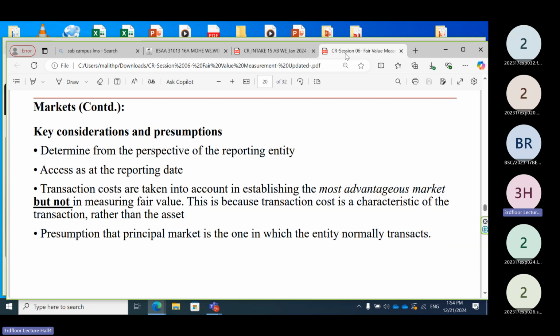Presumption that the principal market is the one in which the entity normally transacts. So once we are doing this activity, we have a presumption that we have a principal market. That's the market where we are having more transactions, right? That's the largest market in the country. So we assume that as a market participant, the majority of transactions will be done in that market. That's a presumption.